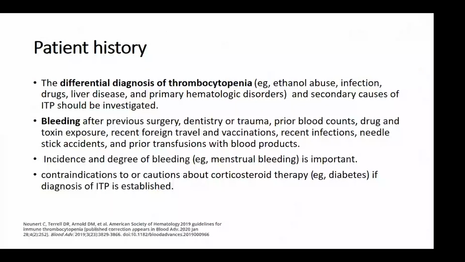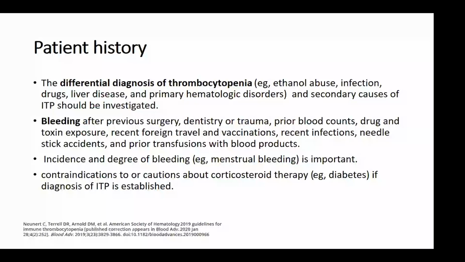Patient history is very important. You should take a proper history to exclude secondary causes of thrombocytopenia, like ethanol abuse, infection, chronic liver disease, and primary hematological disorders, and to exclude secondary causes of ITP. You should take history regarding bleeding from previous surgery or trauma, or prior CBC results. You should ask about drug and toxin exposure, recent foreign travel, vaccination, recent infection, needle stick accident, and prior transfusion of blood products.